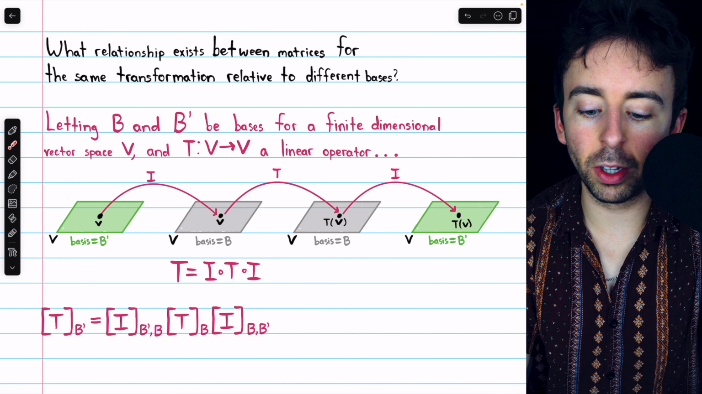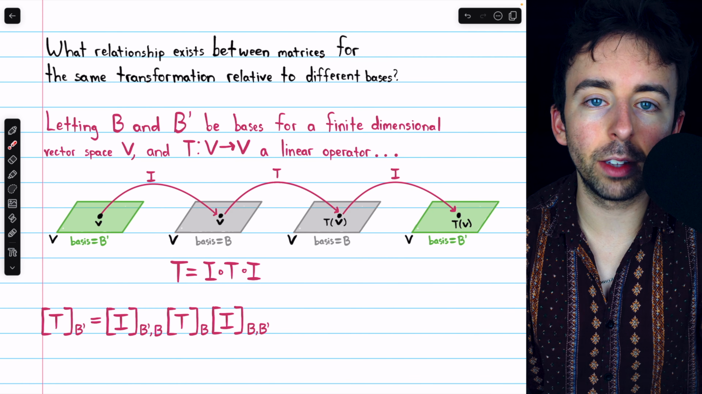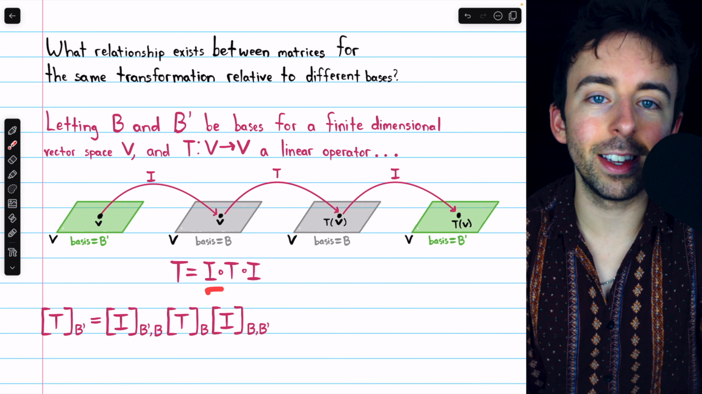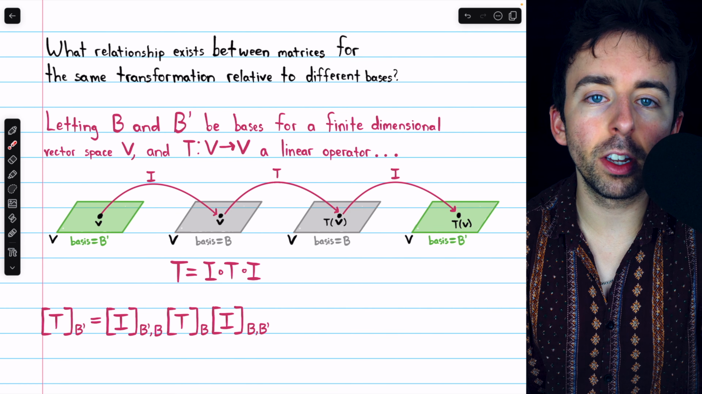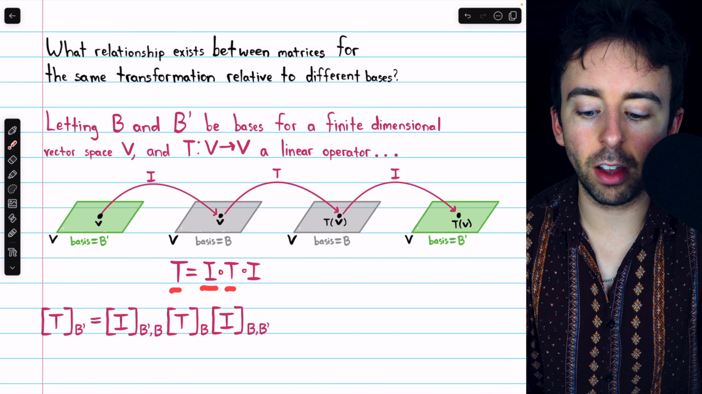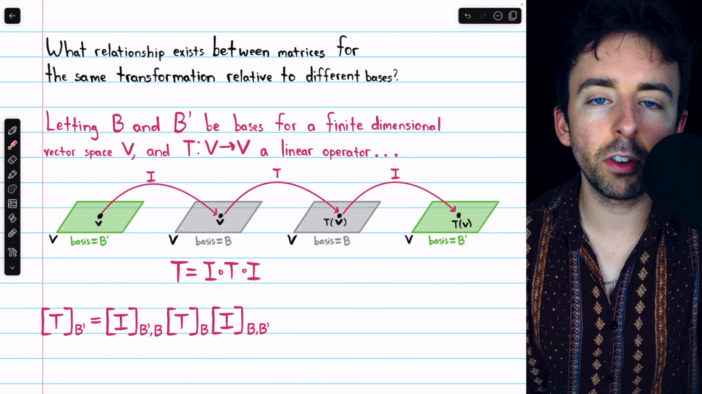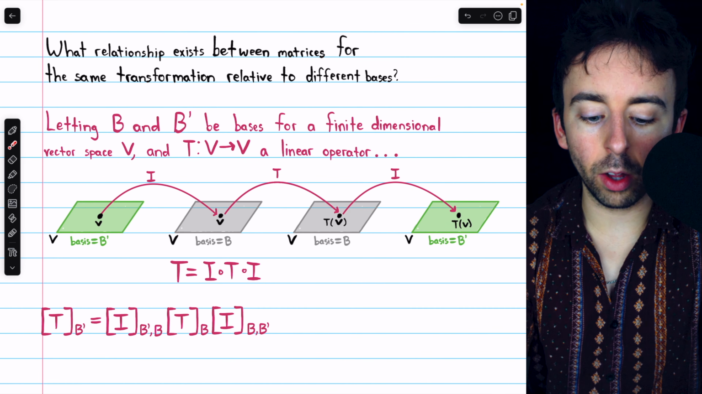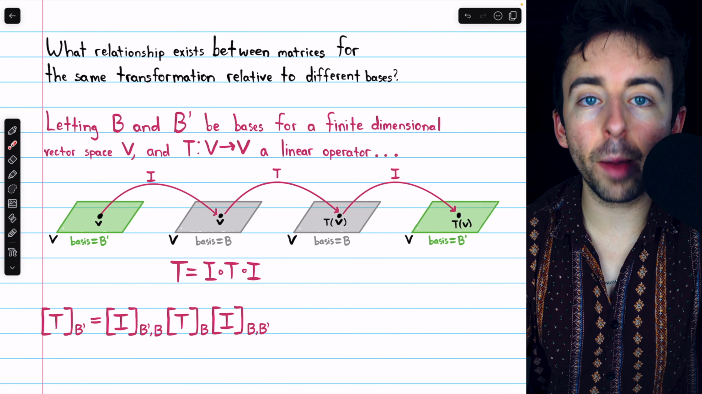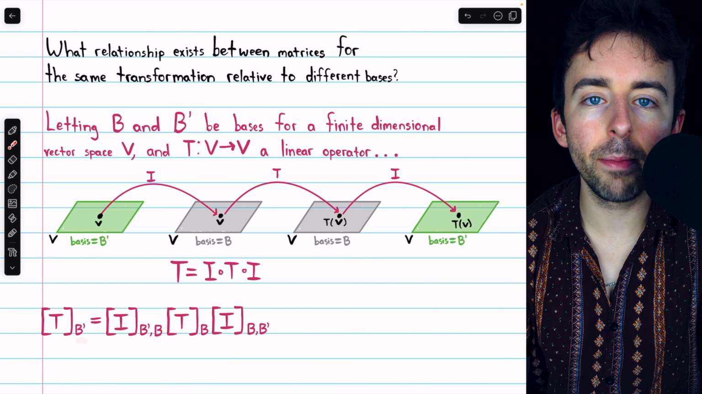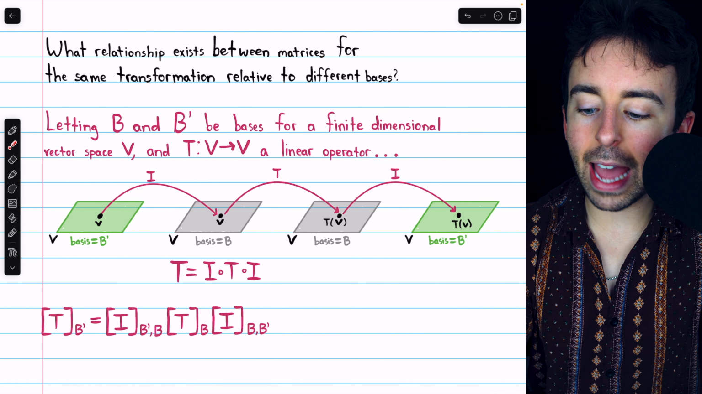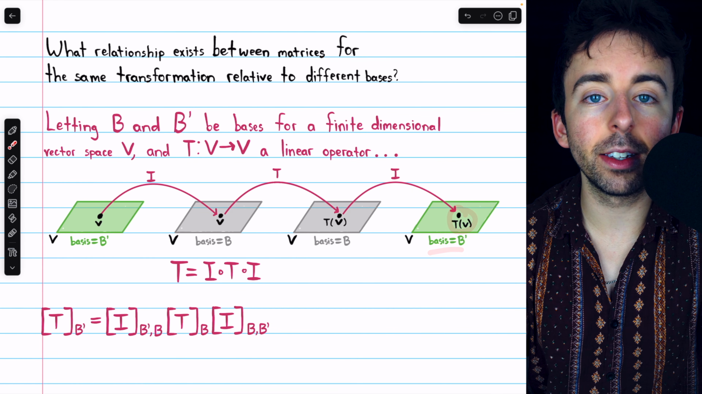So in that way, we're just looking at the linear operator T written as a composition of three transformations. The identity composed with T composed with the identity. But if we do pay attention to the bases and then express these operators as their transformation matrices, we see that we have this equation. Overall, we have the matrix for the linear operator T with respect to B prime, because we started at V with respect to B prime, and we ended at T of V with respect to B prime.